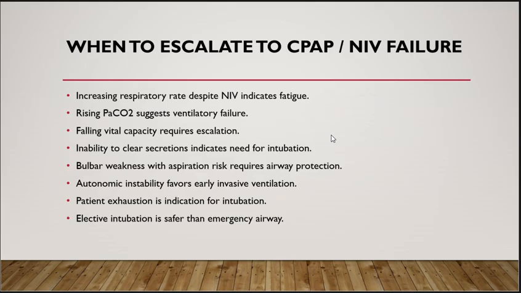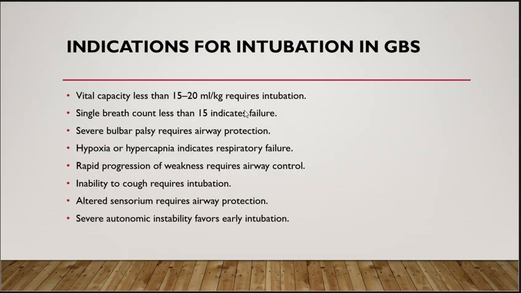And when to escalate on NIV failure: whenever there is a rise in PCO2, or an increase in respiratory rate, or a fall in the vital capacity, escalation is required. Inability to clear the secretions indicates the need for intubation. Bulbar weakness with aspiration risk requires airway protection. Autonomic instability favors early invasive ventilation. Patient exhaustion is an indication for intubation, and elective intubation is safer than emergency intubation.